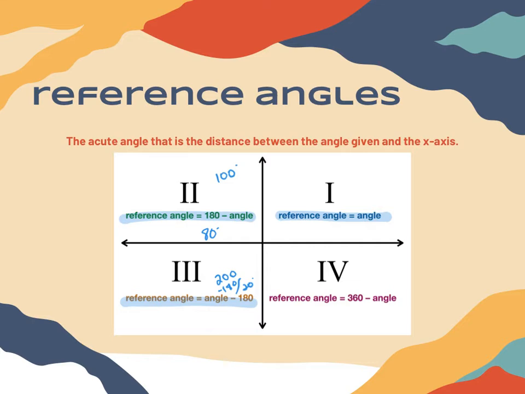And then in the fourth quadrant, it's 360 minus that angle. So if I asked for the reference angle of 300 degrees, I would do 360 minus 300, and I'd get 60 degrees.